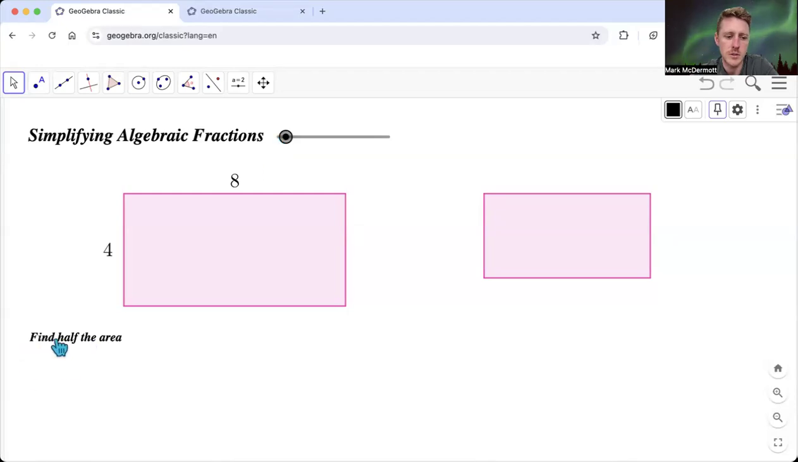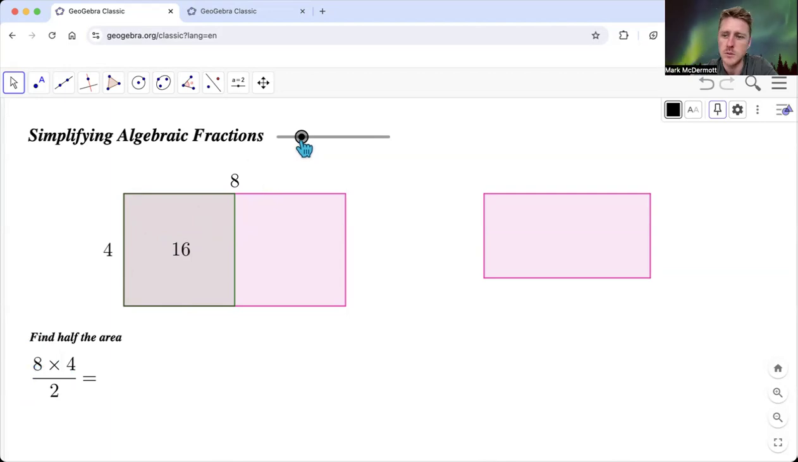So if the question was something like find half the area, what you would hopefully agree is that we're just finding this part here, and it shouldn't be too tricky. Half of 32 is 16, so this area in green must be 16. But what we want to do is write that as a fraction, right? We want to write 8 times 4 and we're halving it, so we're dividing by 2. And we obviously know that that's going to be 16.